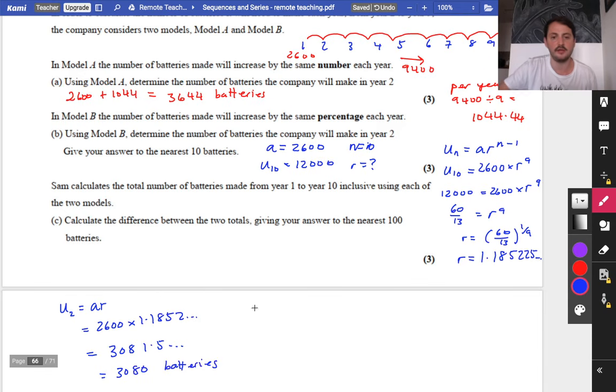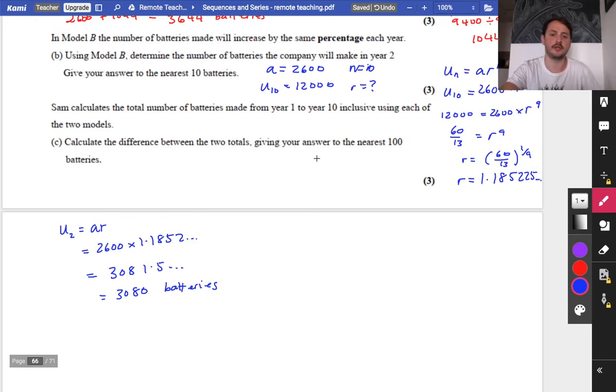I realise now I probably could have done that same technique for this first one that I've got here. I probably could have said that A is equal to 2,600, that N is equal to 10, and I wanted to find out the common difference. And I could have said that U10 is equal to 12,000, and it should have produced the same result that I've got here. I did mine in a common sense kind of way, but that's probably the better way of thinking about it, like we did for this geometric one.